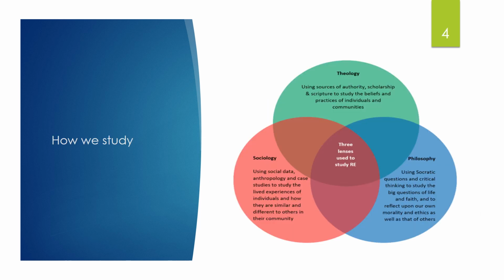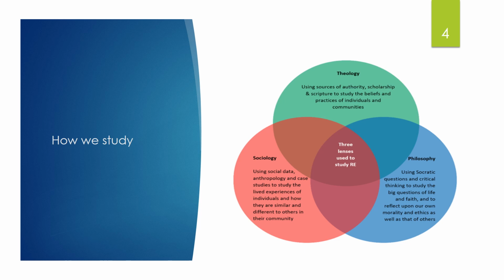It's really important that I emphasize that when we study RE or RS at Reigate School, we don't just look at religion, theology. For example, we look at 3 lenses. We use these lenses to study RE. We use theology, which is looking at sources of authority, scripture, and scholarship. But we also use sociology, which is up to date social data, anthropology, looking at how people practice their faith, but also what social sciences tell us about the lived experience of believers in modern Britain.